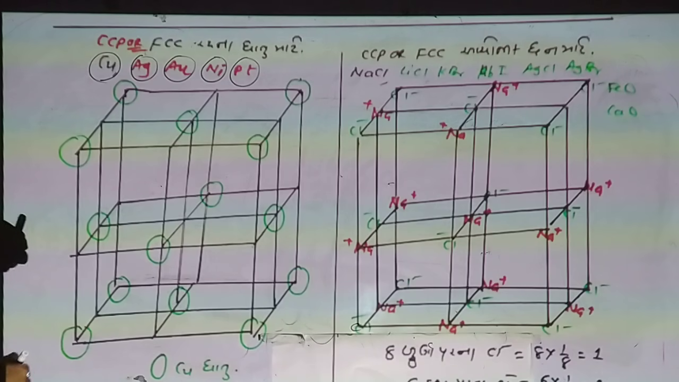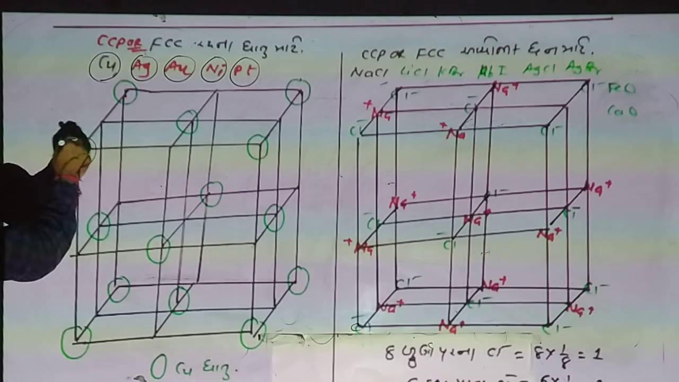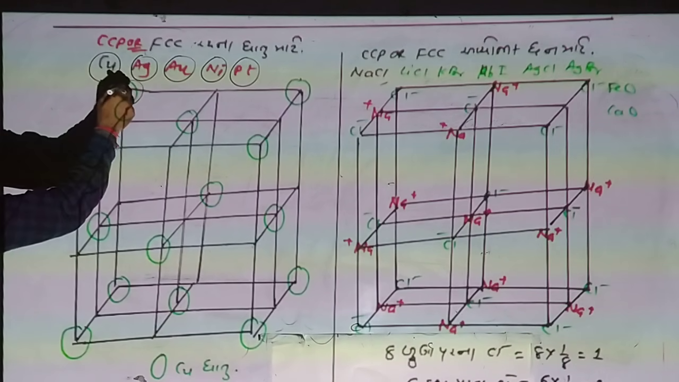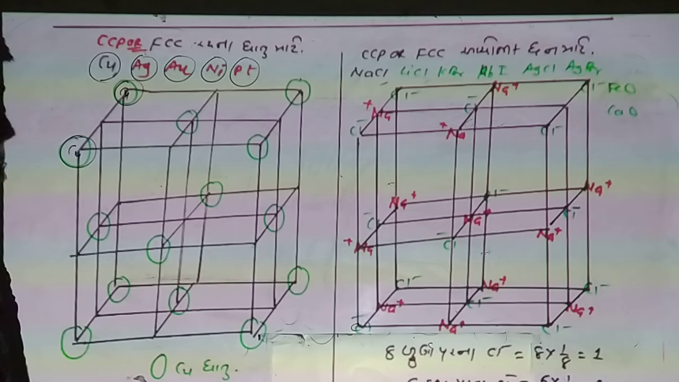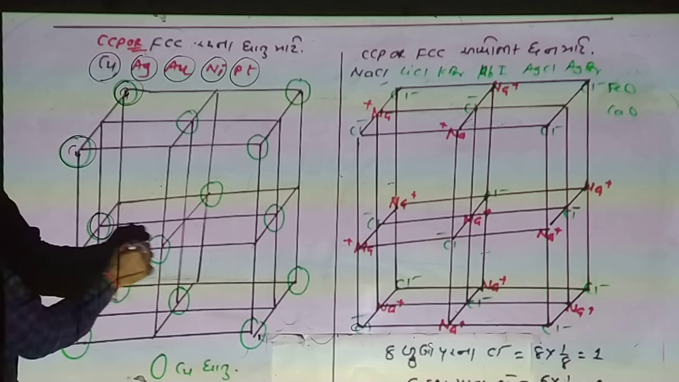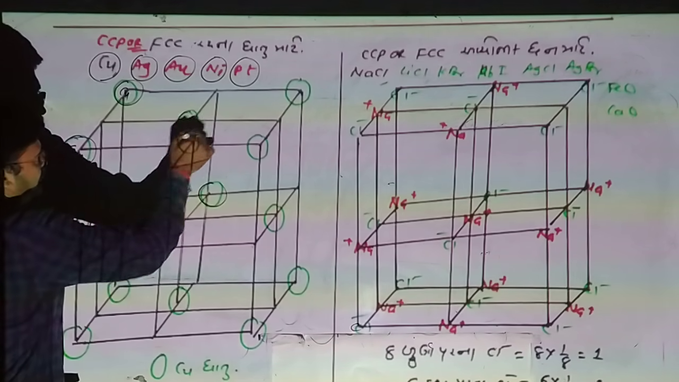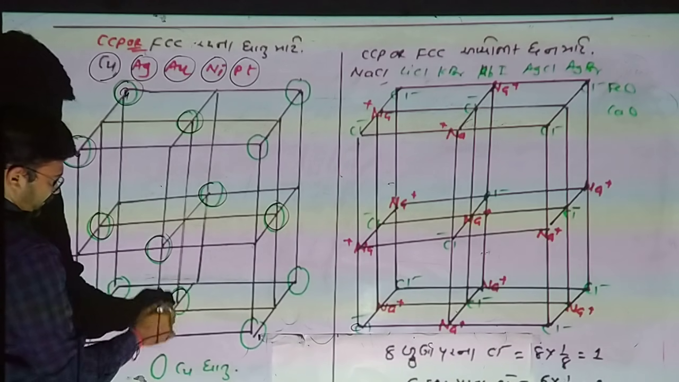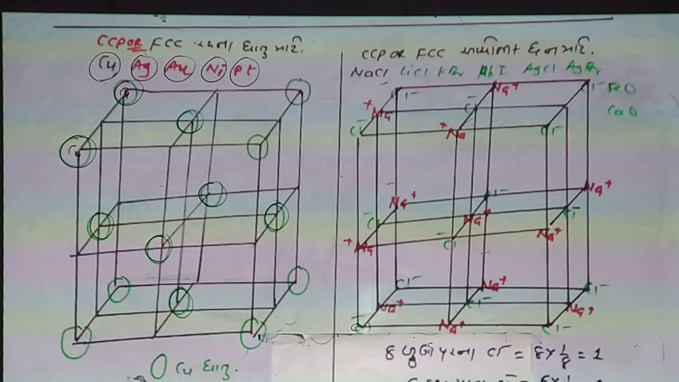In the FCC structure you can see spheres. Atoms are present at the corners and 6 are lying at the center of the faces. So that is called the face-centered structure. So in this structure, how many atoms are there per 1 unit cell?